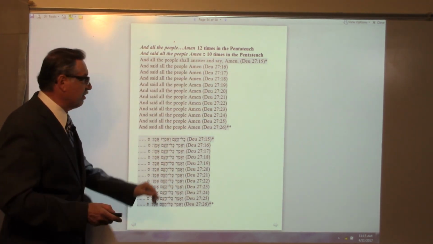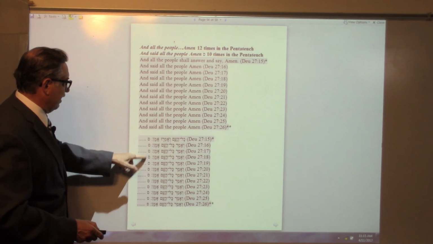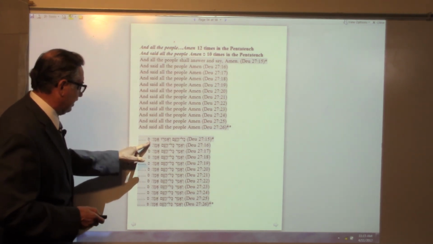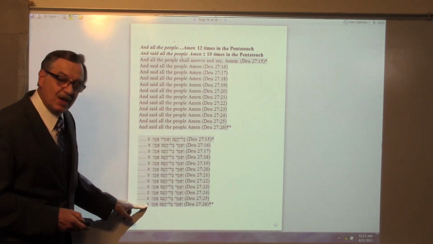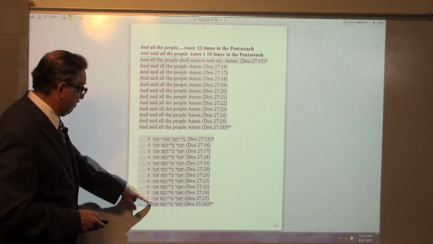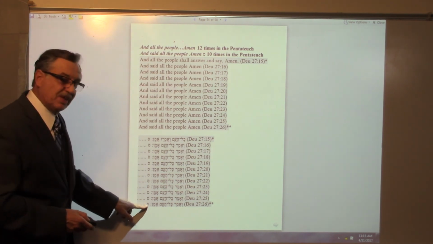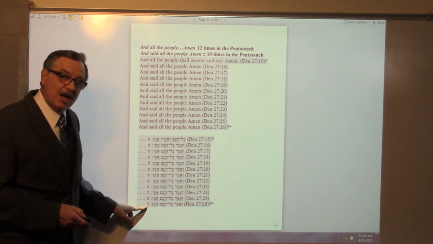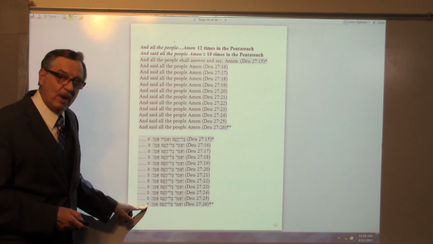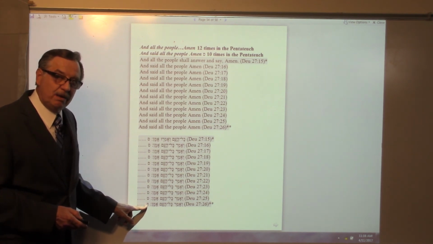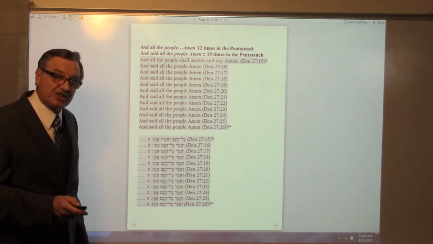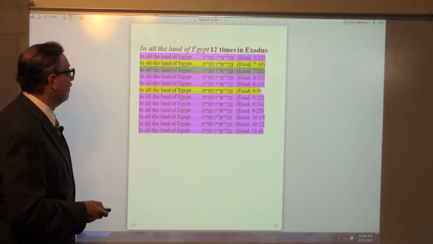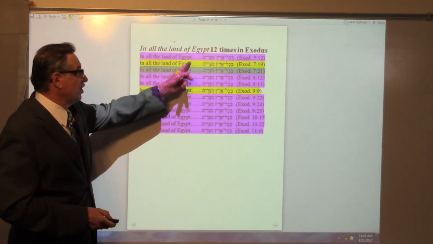Now, for those who read Hebrew, take a look at this section right here in Hebrew. At the end, here's the final psalmic. There's 11 of them. The 12th one is a pay, which means these phrases were written so that the 12th one would be a pay. That means that the writer was keenly aware they were writing in meter, and it also means that the psalmics and the pays that we see there are part of the original text. In all the land of Egypt, 12 times.